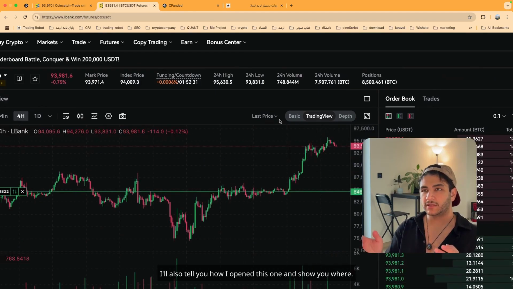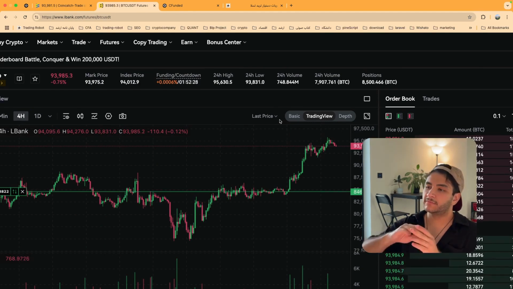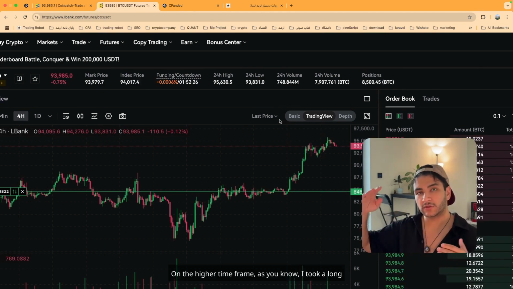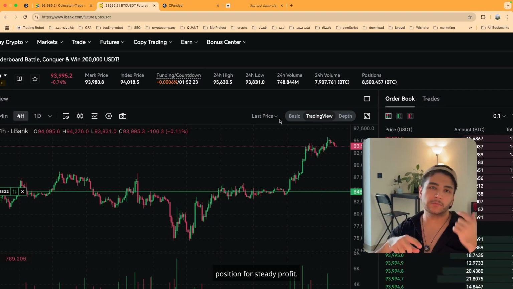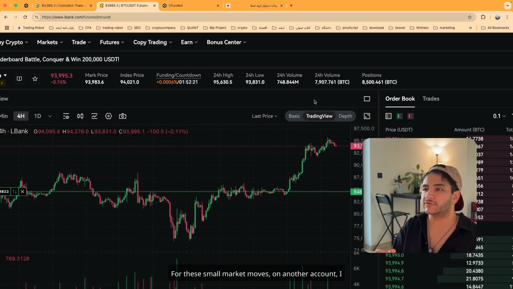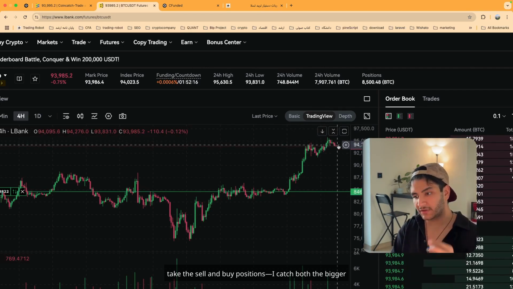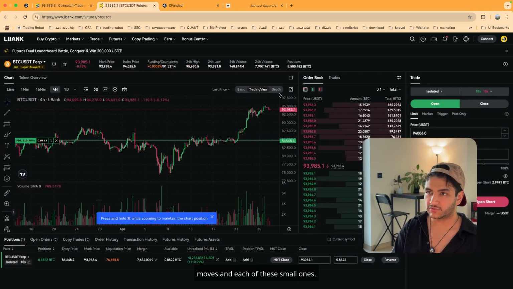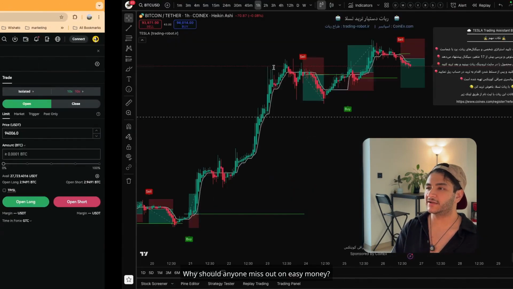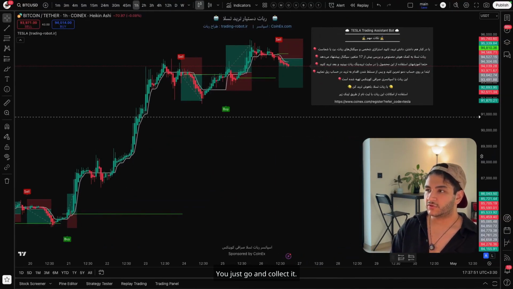I'll also tell you how I opened this one and show you where. On the higher time frame, as you know, I took a long position for steady profit. For these small market moves, on another account, I take the sell and buy positions. I catch both the bigger moves and each of these small ones. Why should anyone miss out on easy money? You just go and collect it.